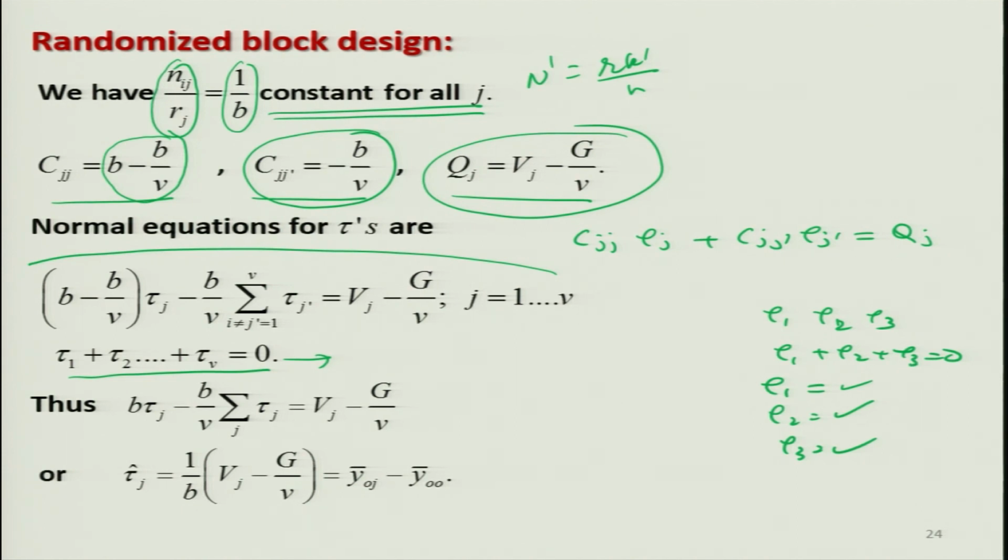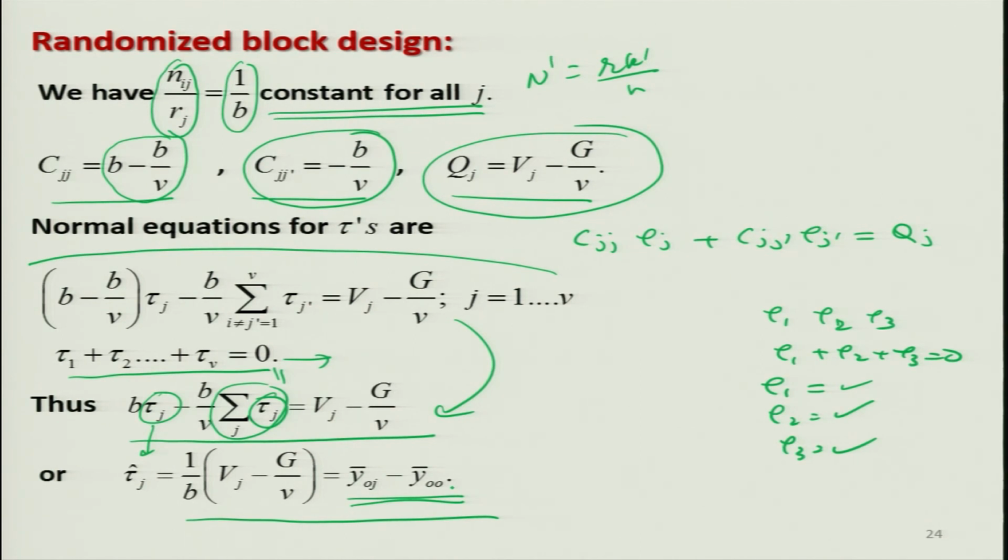And then if you try to simplify this equation, you get b into tau j minus b upon v into summation over j tau j is equal to Vj minus g upon v. And if you try to simplify the value of tau j, because summation tau j will become 0, you can get tau j hat as 1 upon b Vj minus g upon v. And if you try to recall, this is simply your y bar naught j minus y bar double naught.